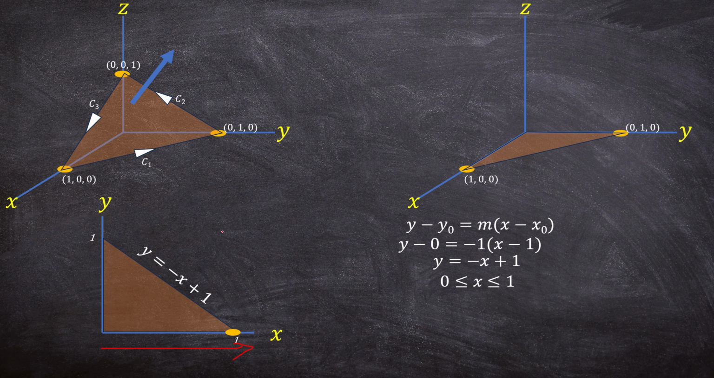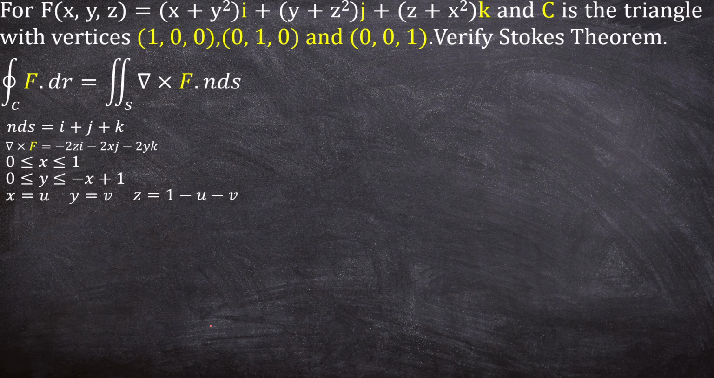But what about y? As you can see, y ranges from 0 and is going to touch this line. So you can just say that the limits for y are going to be from 0 to the equation of that line. Okay, so now let's write what we have right here. We have our limits and we have our change of variables. For u, which is equal to x, and y is equal to v.